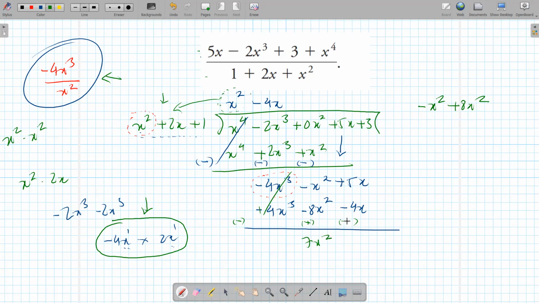5x plus 4x becomes 9x. Notice how we canceled out something here. That means we finally get to bring the last term down, plus 3. Now again, last time. How many times does x squared go into 7x squared?